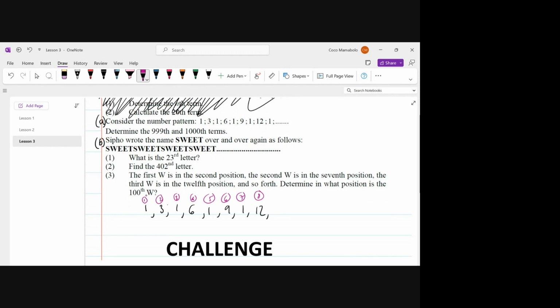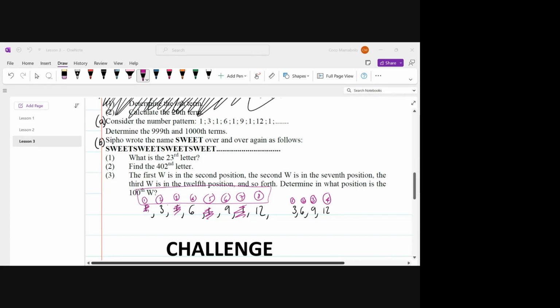But now if I take out all the ones, and I write just the sequence 3, 6, 9, 12, how many terms do I have now? I've got 1, 2, 3, 4 terms. I started with 8 terms. Now that I've taken out all the ones, I've got 4 terms left. Do you see it? Aha, there it is. And so we need to halve it.